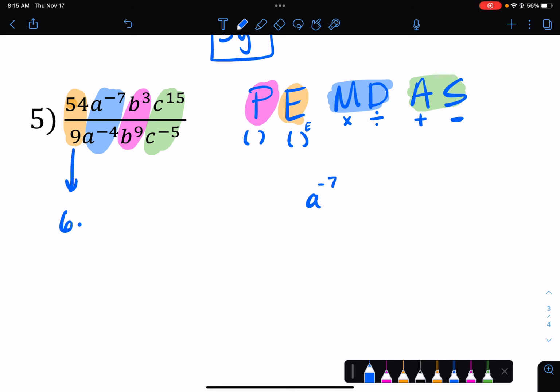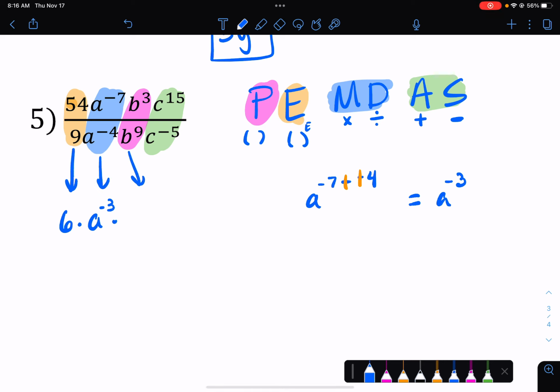When we're dividing, we subtract exponents, so it's a negative minus 4, right? So it's -7 minus a -4. What happens when we have minus a negative? Minus a negative actually turns to a positive, right? If you don't remember that, that's an easy rule to remember. So I actually have -7 plus 4. That's going to be a to the -3. All right, so I got a to the -3rd.